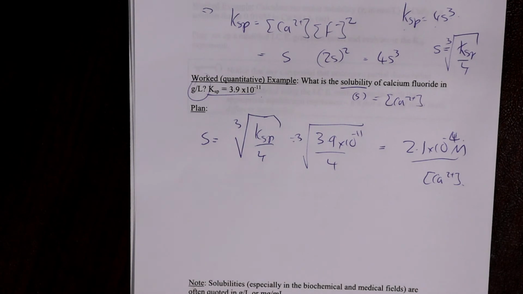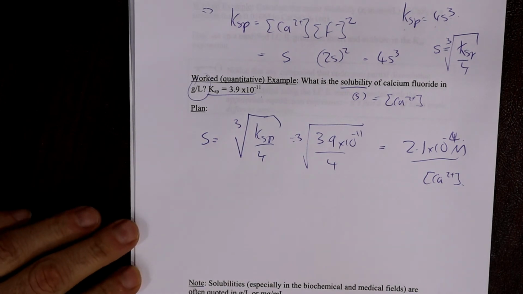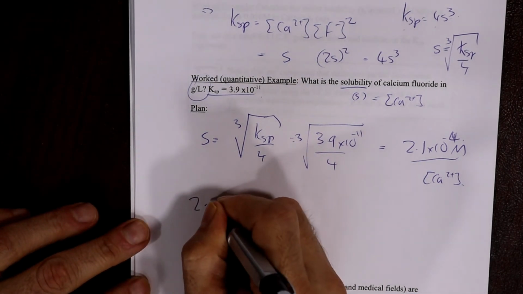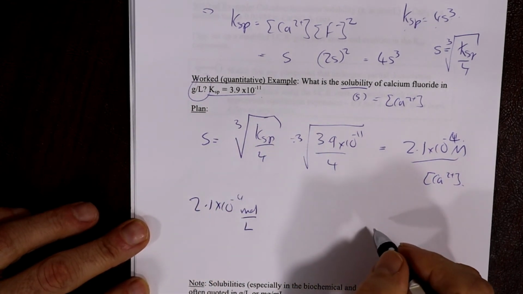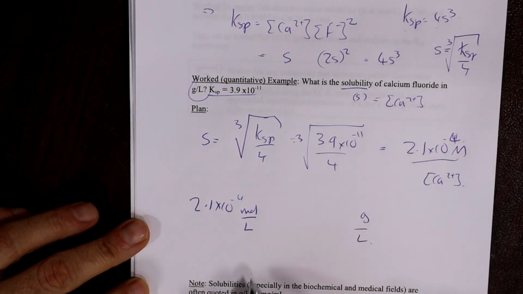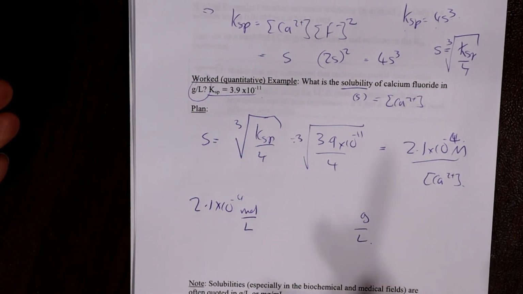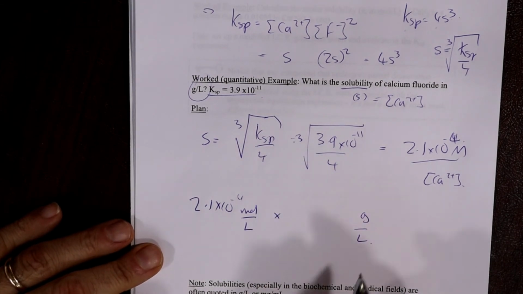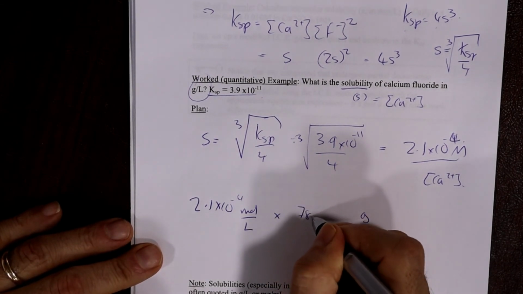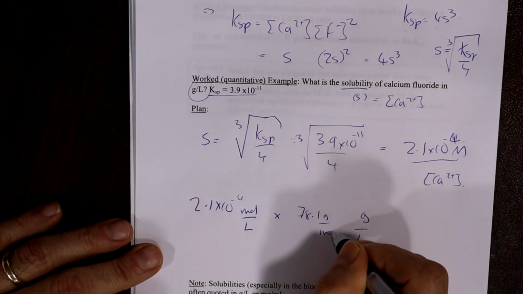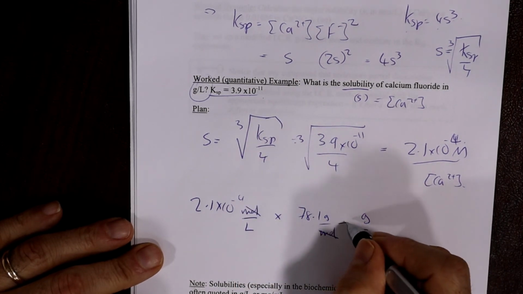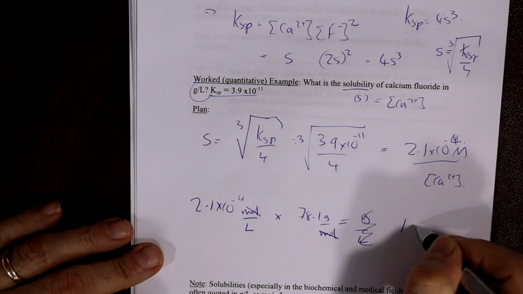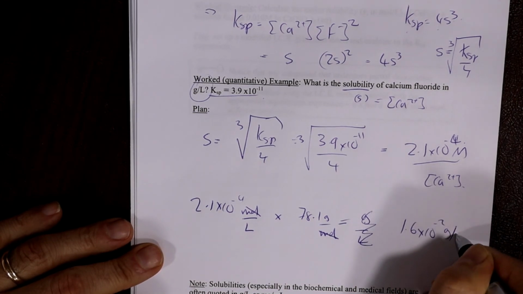If you remember back to Chemistry 101 and that ppm calculation, very similar. So 2.1 times 10 to the minus 4 moles per liter, and we're going to turn that into grams per liter. So all we're doing is turning moles to grams. How do you turn moles to grams? You multiply by molecular weight. What's the molecular weight of calcium fluoride? It's actually 78.1 grams per mole. So that gives 1.6 times 10 to the minus 2 grams per liter.